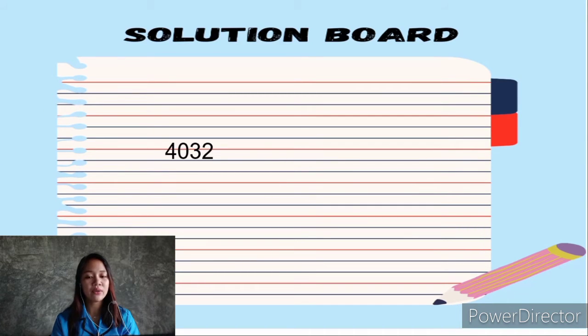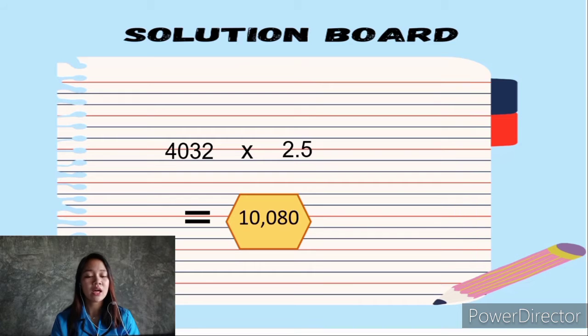So, ang kailangan lang natin gawin is, imumultiply natin si 4,032 kay 2.5. So, 4,032 times 2.5 is equals to 10,080. Ganun lang po kadali yun. Kaya nakuha yung sagot na 10,080.